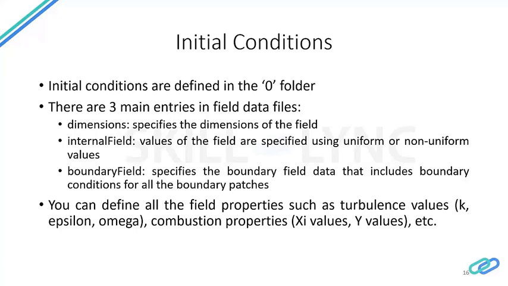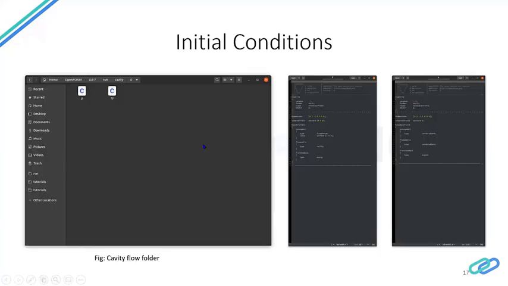Boundary field is where you define your boundary conditions, and properties such as turbulent values and combustion properties, Z, Y, equivalence ratio, fuel properties, etc. can be defined in the 0 folder. As an example, for the cavity flow, as we can see in the 0 folder, we have pressure and velocity.